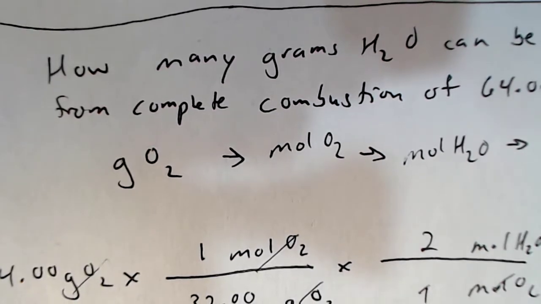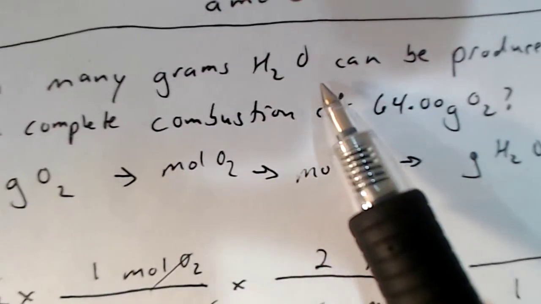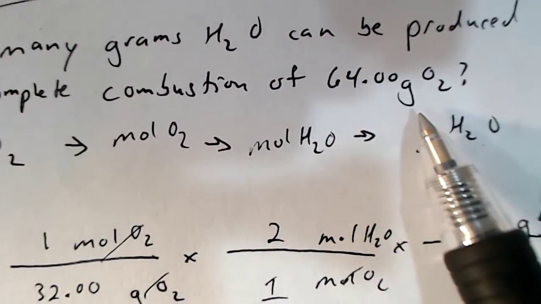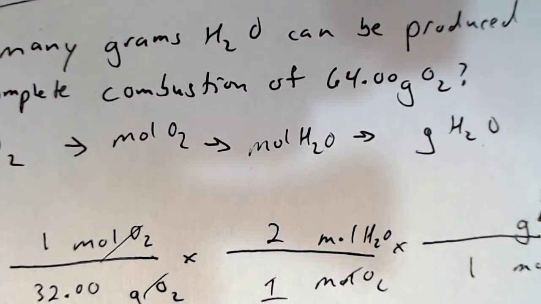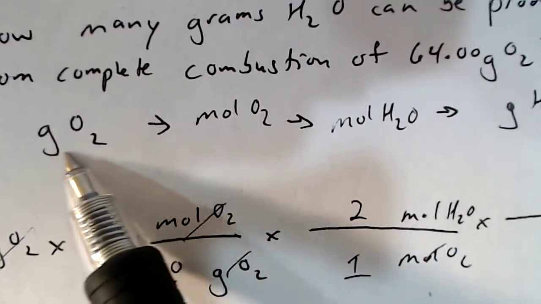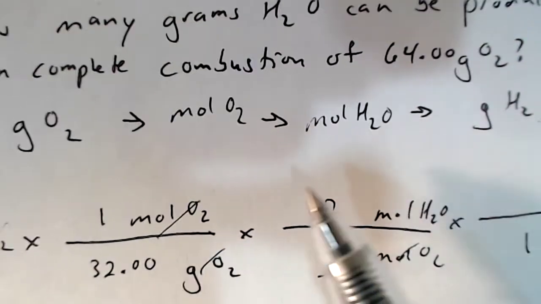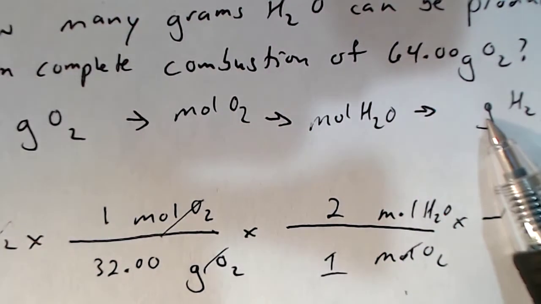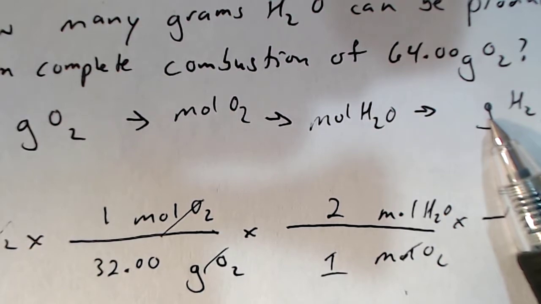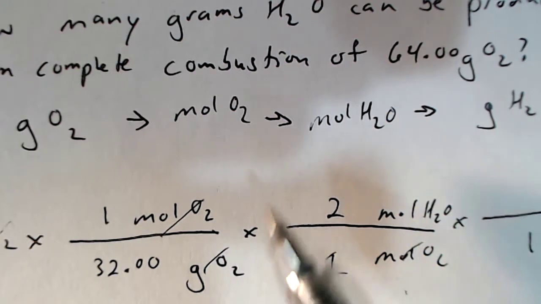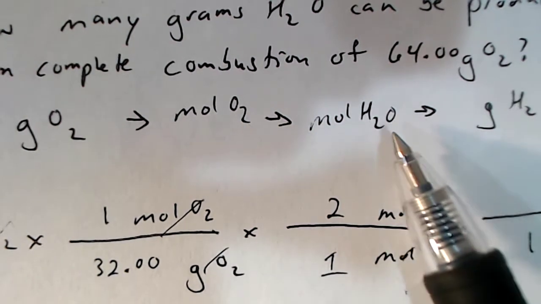All right, next question. How many grams of water can be produced from the complete combustion of 64.00 grams of oxygen? All right, so you have grams of oxygen, 64.00 grams. You want to get into grams of water. Now, you can't go directly from grams of oxygen into grams of water very easily. Instead, you need to go into a rest-stop unit, something that allows you to convert from an amount of one substance into an amount of another.